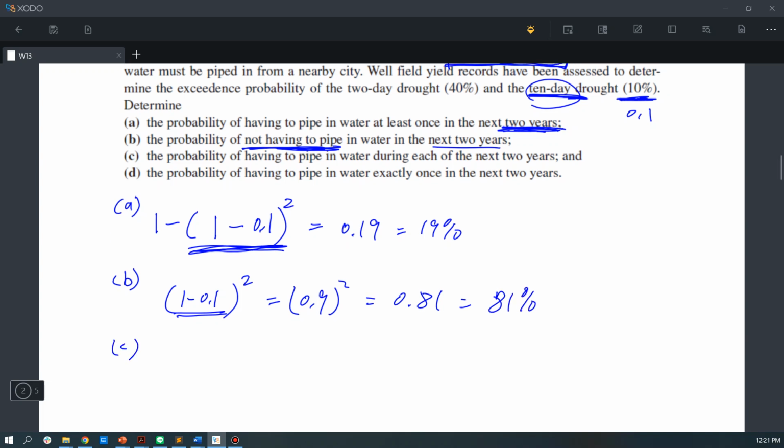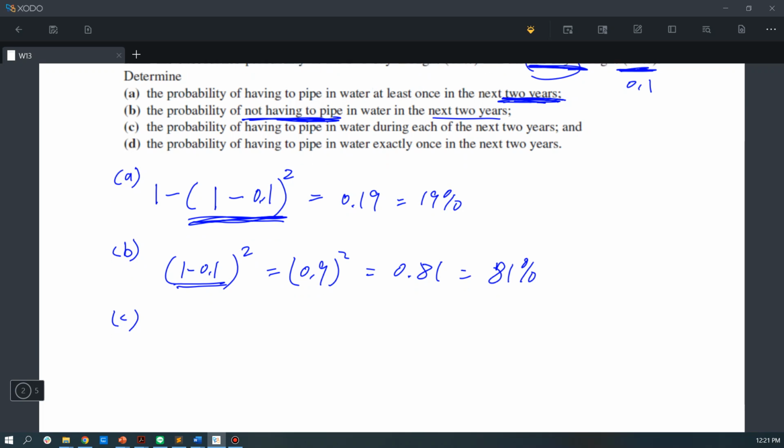And for problem C, we want to calculate the probability of having to pipe in water during each of the next 2 years. The probability of needing to pipe in water in a year is 0.1, and you want to do it for the next 2 years, so you just square it. Then you get 0.01, which is equal to 1%.